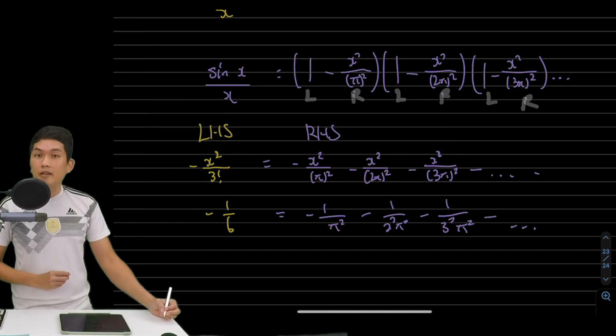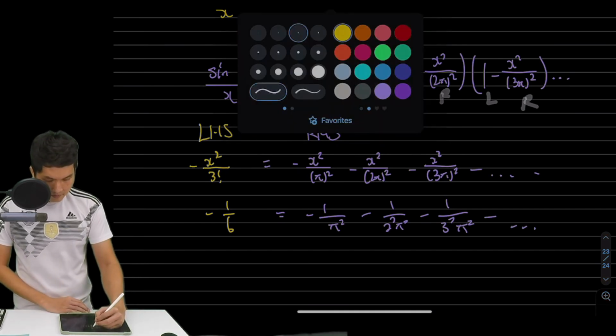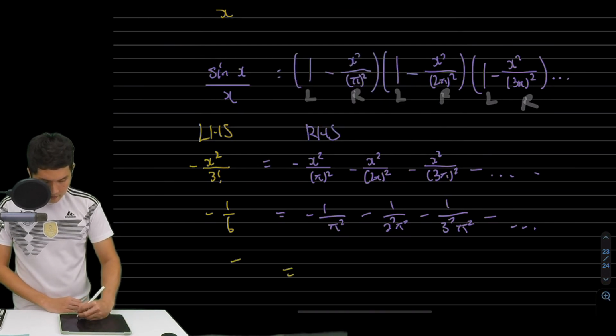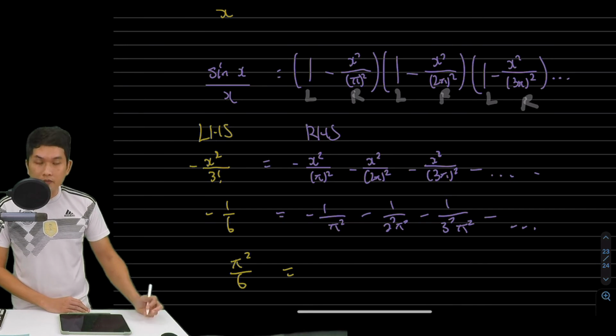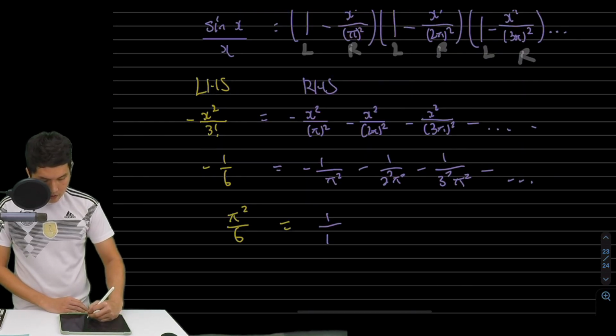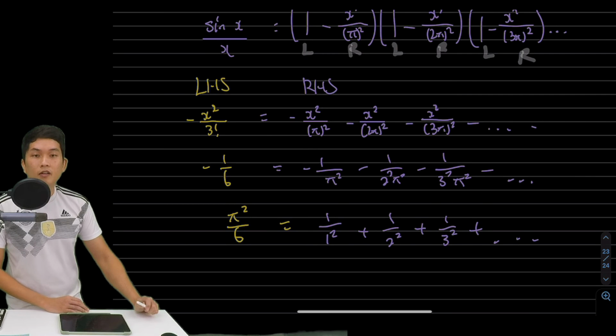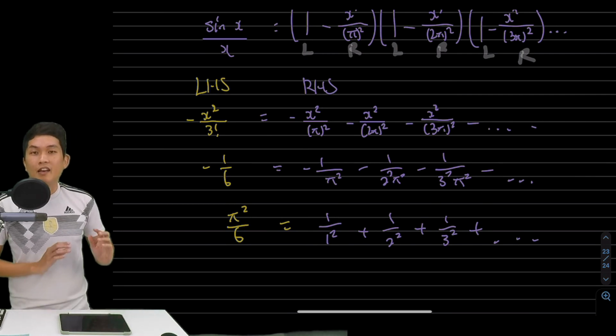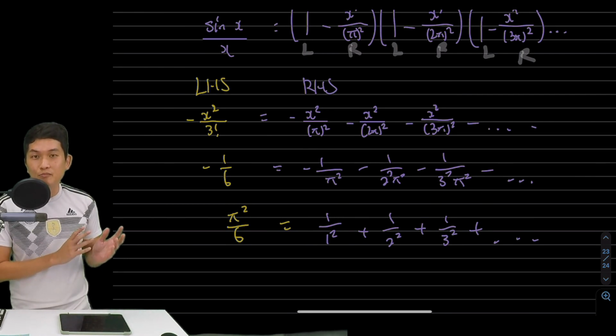Next, I'm going to multiply by pi squared on both sides. And what you have is, since I multiply by negative, it becomes a positive pi squared over 6. And on the right hand side, you're going to get 1 over 1 squared, plus 1 over 2 squared, plus 1 over 3 squared, plus so on and so forth. And there you have it. You have just solved the Basel problem.